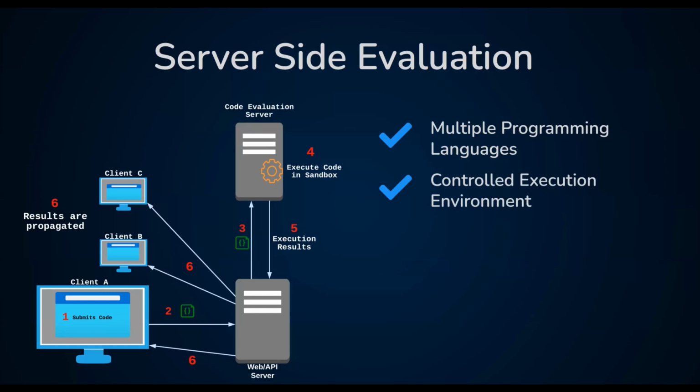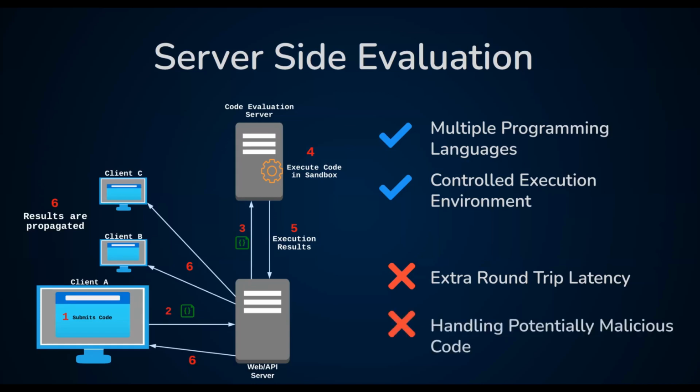Second, having our own code execution server means that we have more control over the execution environment, which we will see is helpful for security and observability, among other things. The trade-offs of evaluating code on the server side include the network round-trip latency introduced by having to communicate with a remote server, and the fact that we would be running potentially malicious code on our own server.